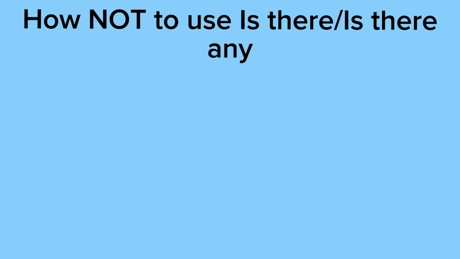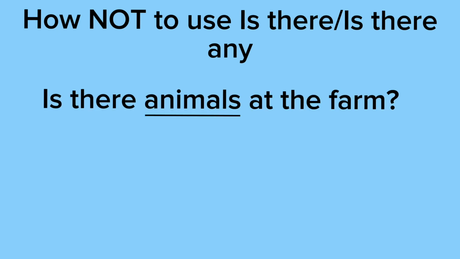How not to use is there and is there any. Our first example says, is there animals at the farm? As you can see, animals is a plural noun, so we shouldn't be using a plural noun if we're using is there.